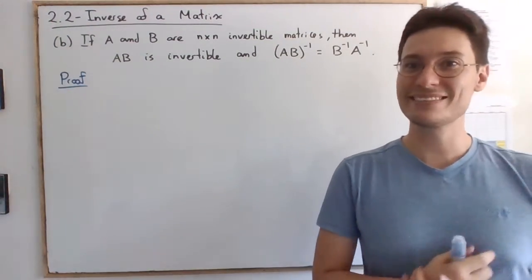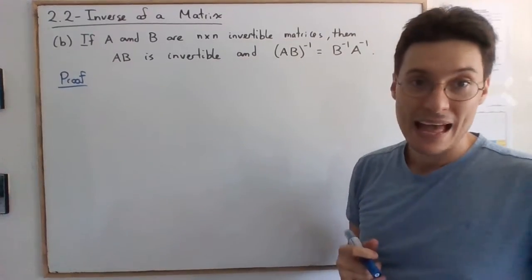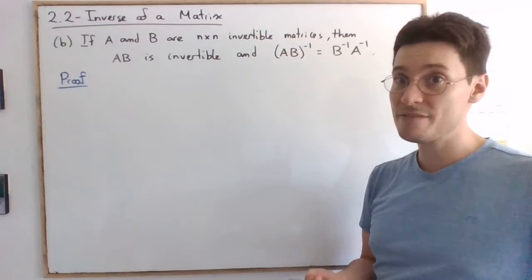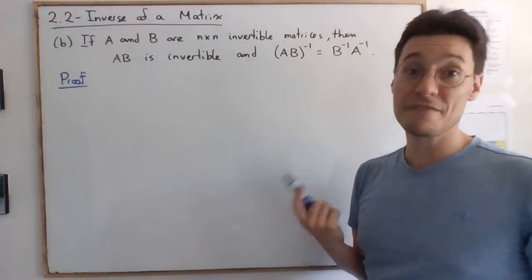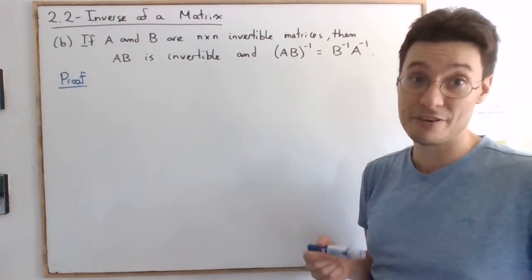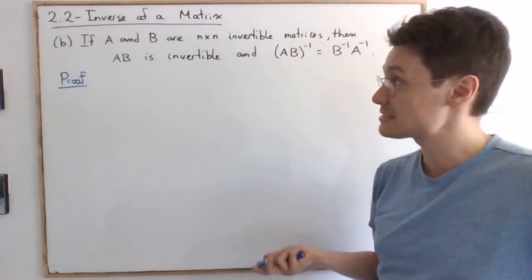Hi, linear algebra students. We are in section 2.2, inverse of a matrix. In class, I stated three important properties of invertible matrices. I proved the first property in class, which was that the inverse of an inverse is the original matrix. So we proved that in class.